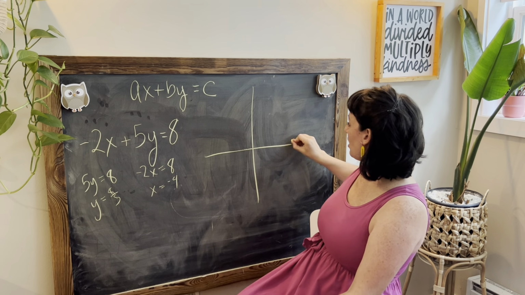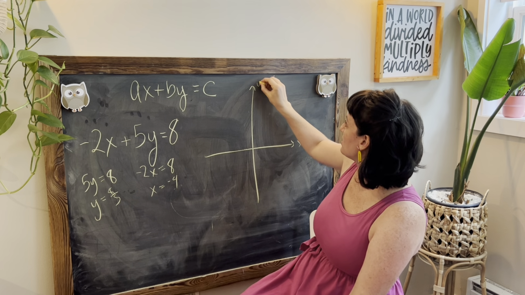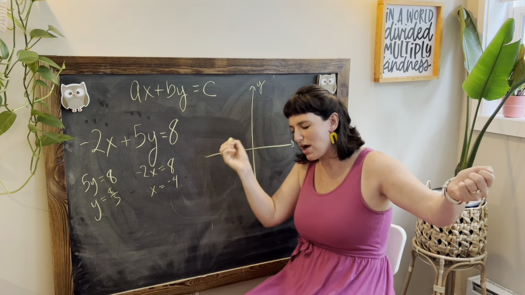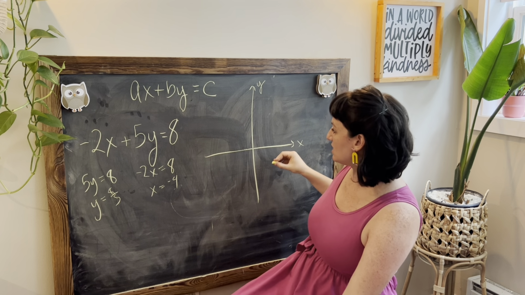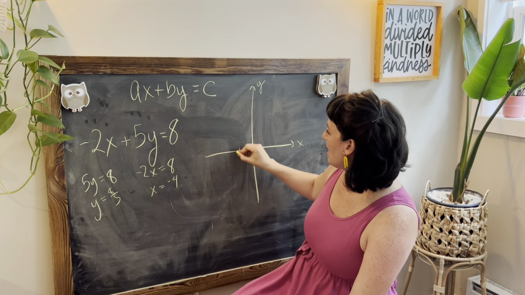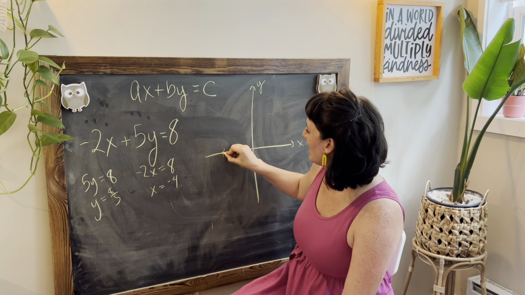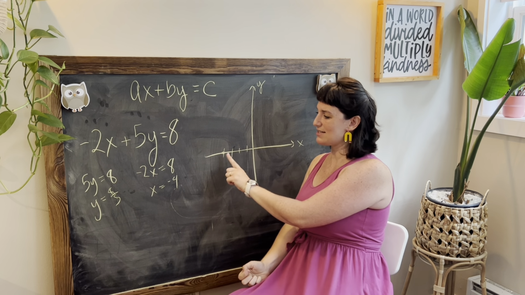Plug in 0, cover up, and solve. Find your x, get your y. Plot those points and graph your line. Okay, there's x equals negative 4.